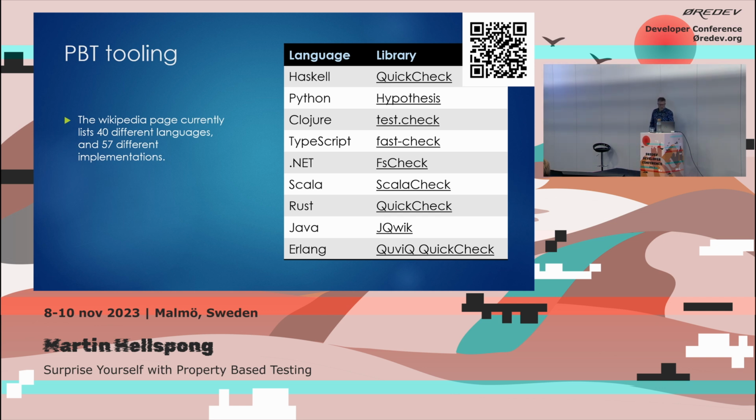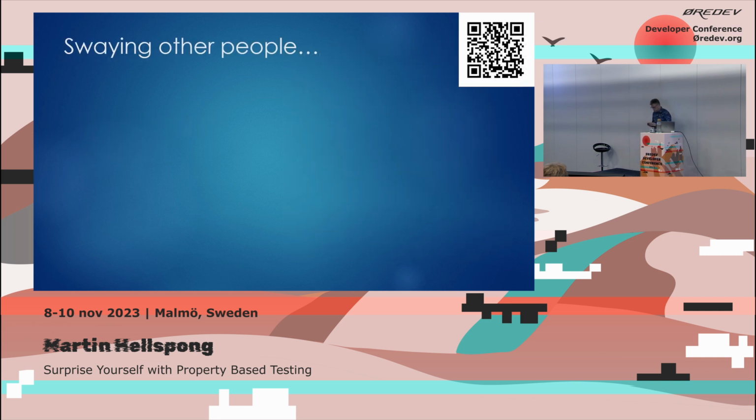Okay, these are the last few slides. The Wikipedia page says there are 40 different languages and 57 different implementations of QuickCheck and other property-based testing tools. The QR code doesn't go to Wikipedia, I expect you to find Wikipedia yourself, but it goes to a page where you can compare some of these libraries on the features I mentioned, like shrinking, stateful tests, and so on. So it's quite a good resource, I think.